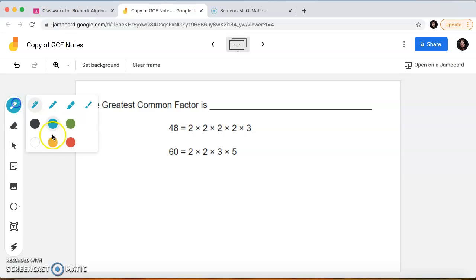Before, we've been finding the prime factorization. Now we want to find the greatest common factor. And so we want to figure out what numbers do they both share? What factors do 48 and 60 share? Well, 48 shares a 2.